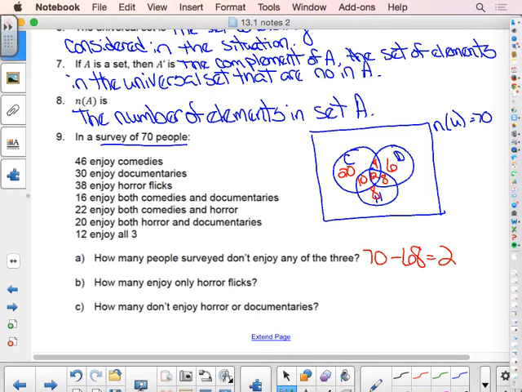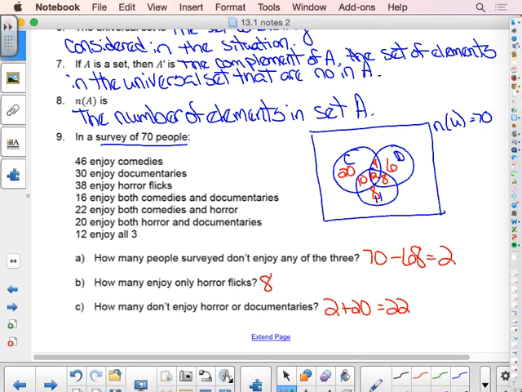It says how many people enjoy only horror flicks. So that's going to be only the category that's only H. That would be 8. How many don't enjoy horror or documentaries? That's going to be 2 from the universe, because they didn't list any, and 20 from comedies. So that's going to be 22 people who listed that they didn't enjoy horror movies or documentaries.